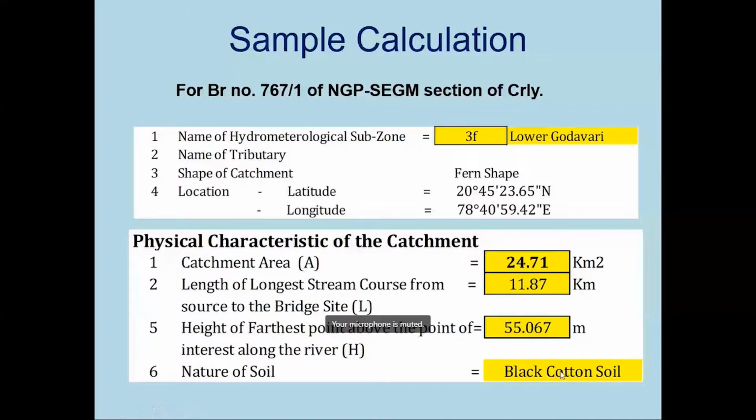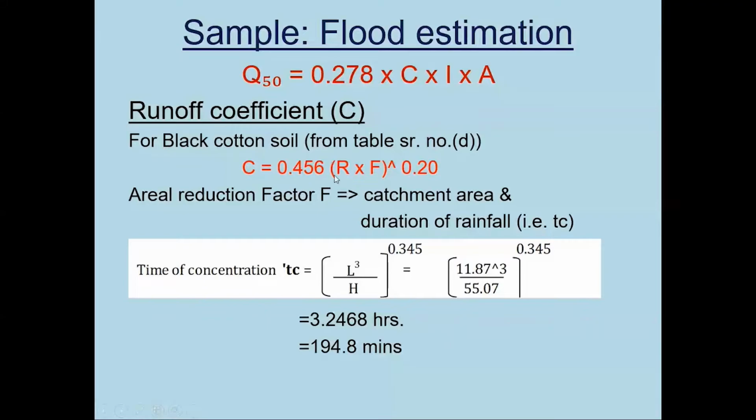So this is the formula. Perhaps all of you have written it on that piece of paper, friends? Yes, sir. So I am just reproducing that. Now for this C, this 0.456 is nothing but the X value which has been mentioned for the black cotton soil, because my example or the catchment area property is with the black cotton soil. Then R and F are there.